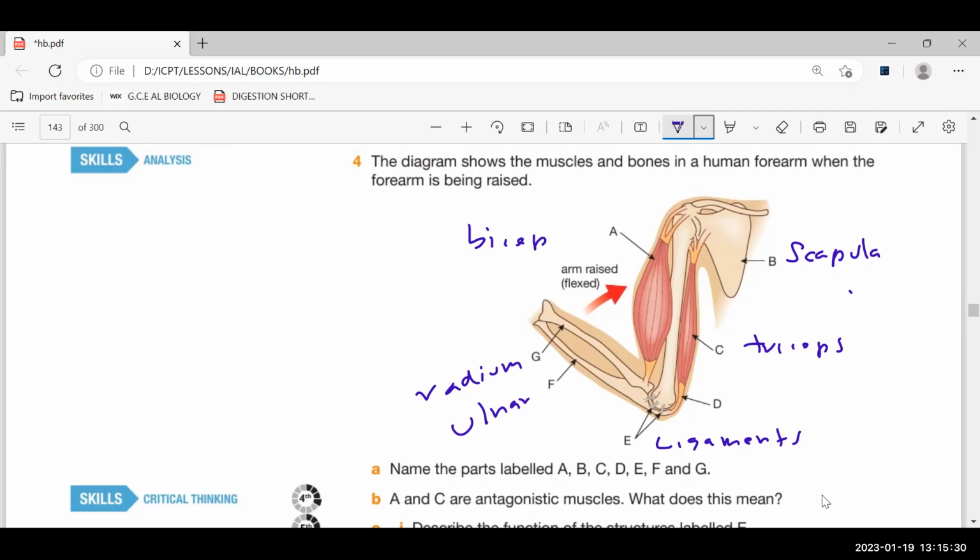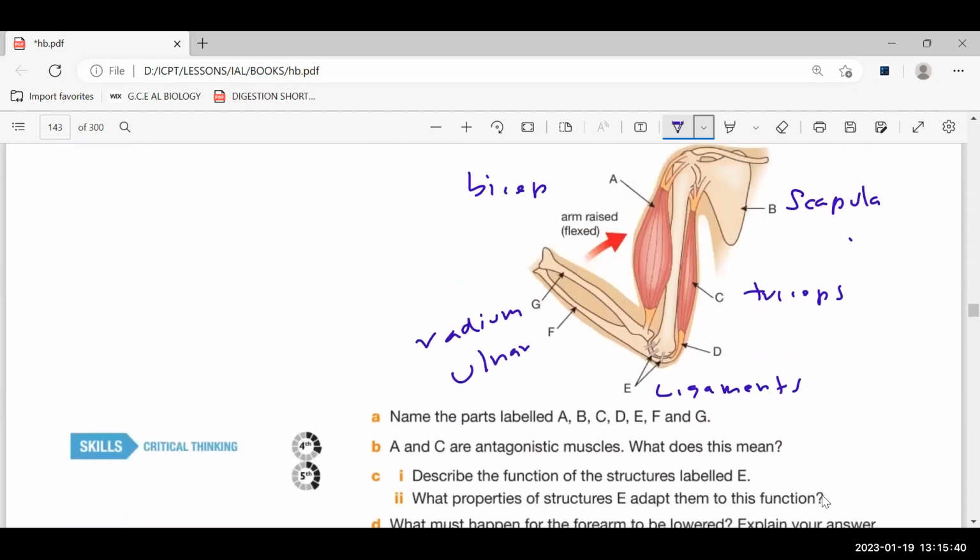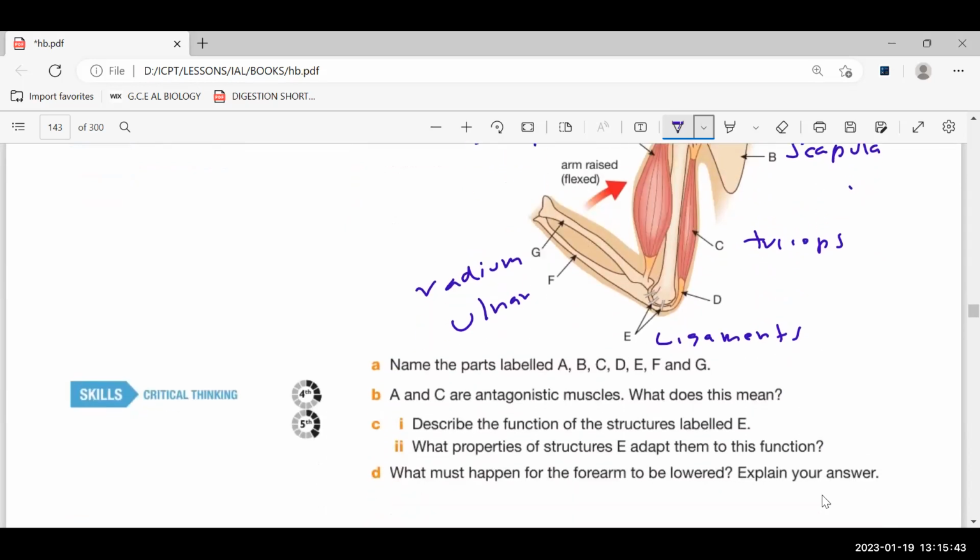That means what we have learned, everything is important. A and C are antagonistic muscles. What does this mean? Now we learn antagonistic. What is the meaning of antagonistic? When one muscle contracts, the other muscle relaxes. So they act as pairs. They work in pairs. One contracts, the other one relaxes.